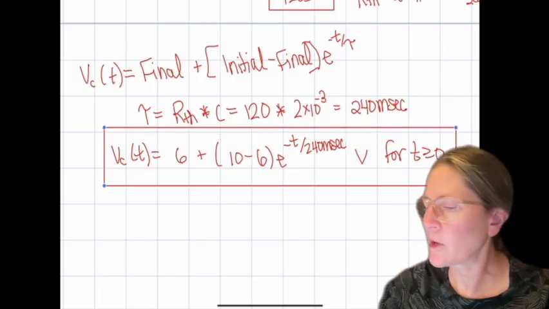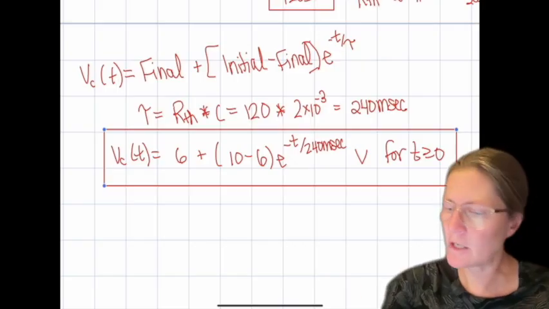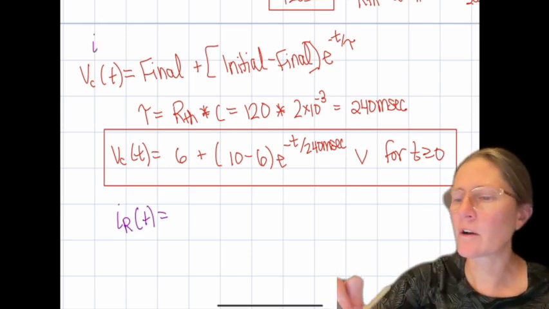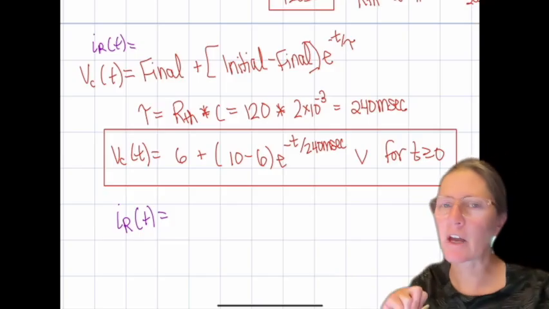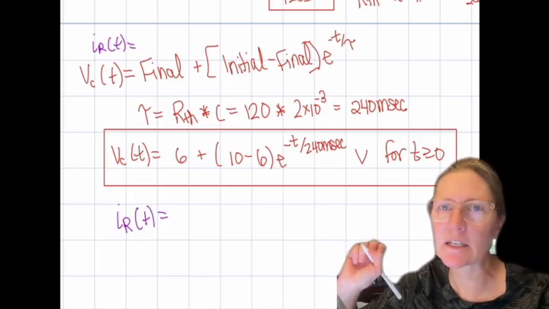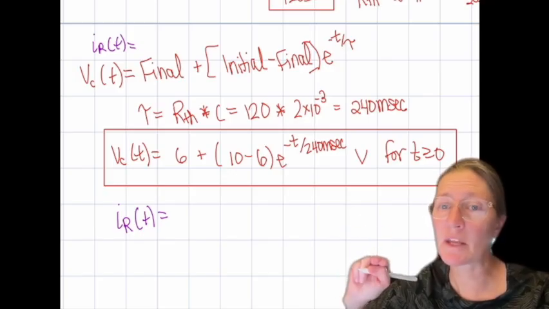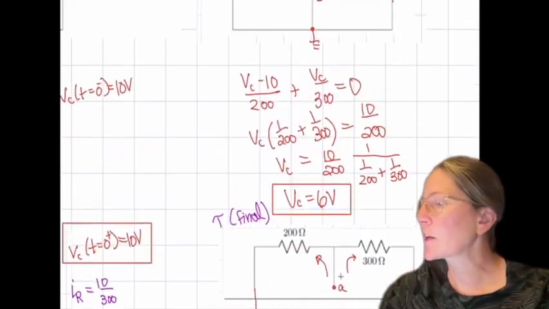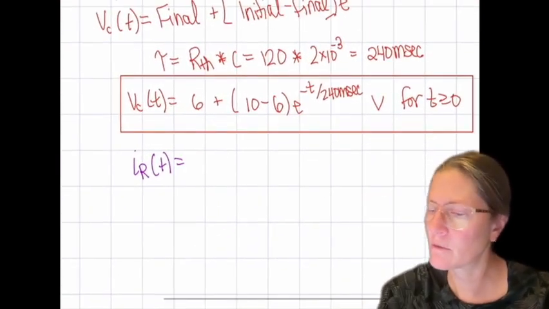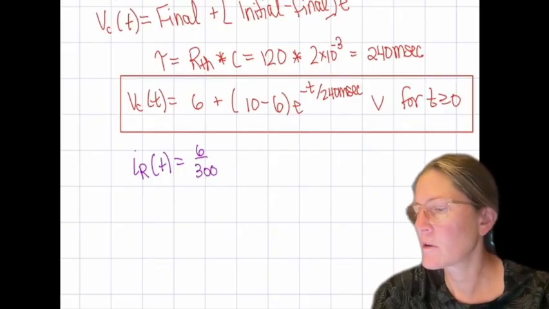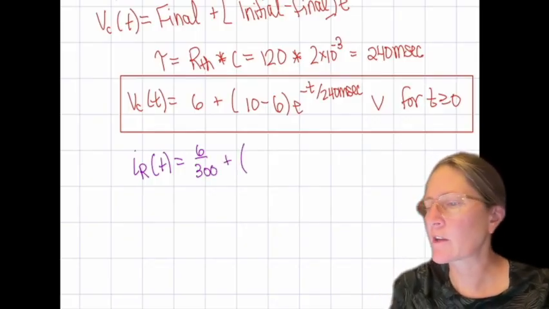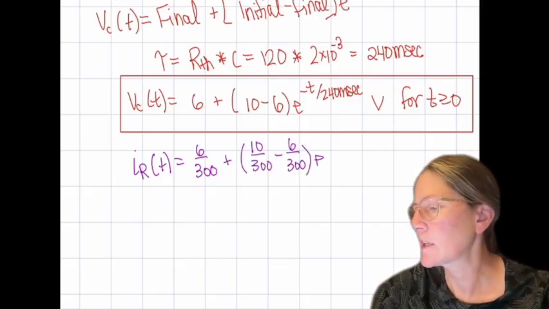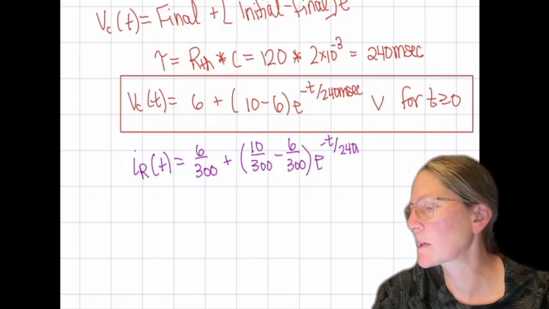So if I wanted to write the variable IR of t, it's the same form. So IR of t is also the final value plus initial minus final e to the minus t over tau. Tau is determined by the capacitor, so it's going to be the same, 240 milliseconds. Our final value was 6 over 300. And our initial value was 10 over 300. And then e to the minus t over 240 milliseconds.